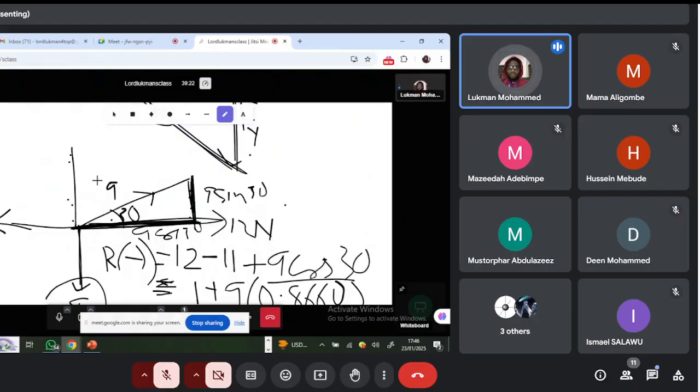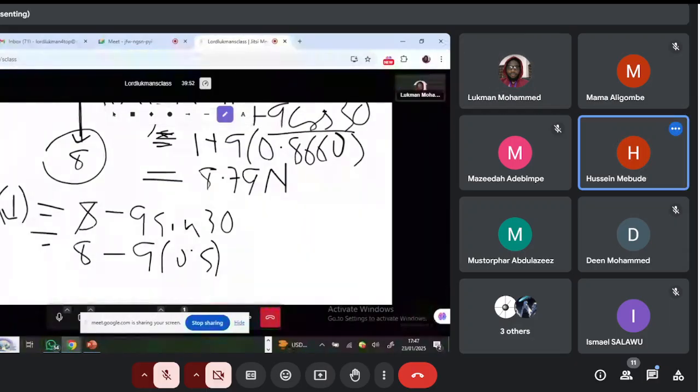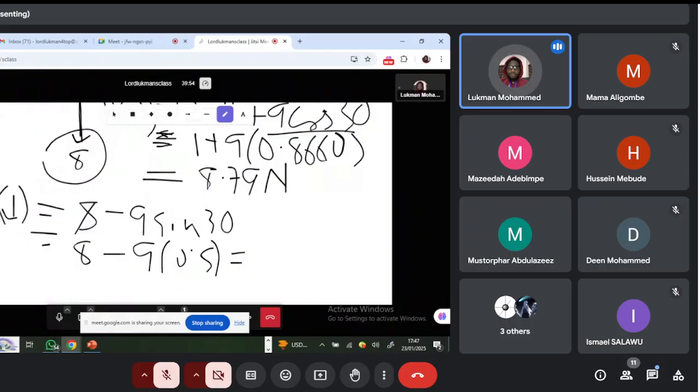Now, when I resolved this 9 along the horizontal, it was cos. Automatically, I can see this angle is opposite to it, so it's going to be 9 sine. This value is now 9 sine 30 degrees along the vertical. So it's going to be minus 9 sine 30. So this is going to give 8 minus 9 sine 30. What is sine 30? 0.5, right? I told you whenever you are multiplying by 0.5, it's going to reduce the number to half.